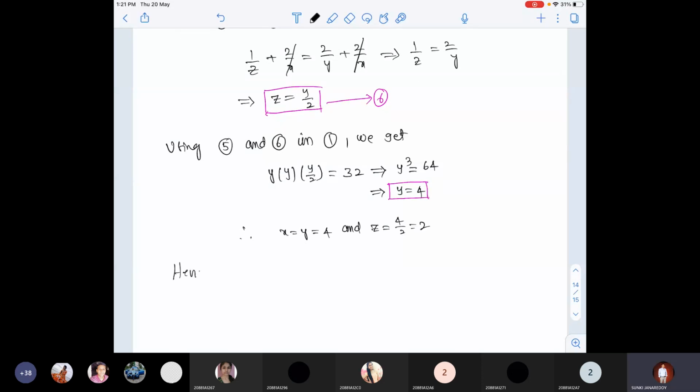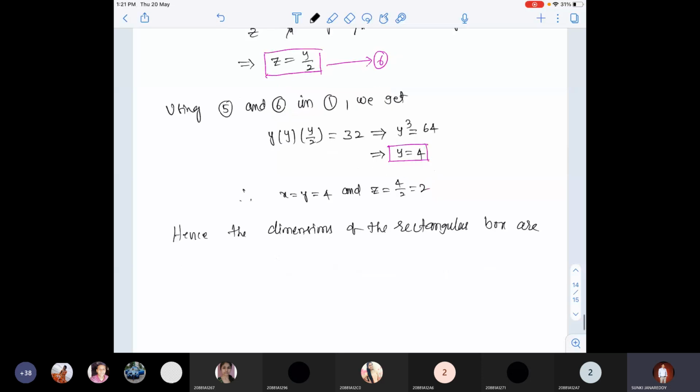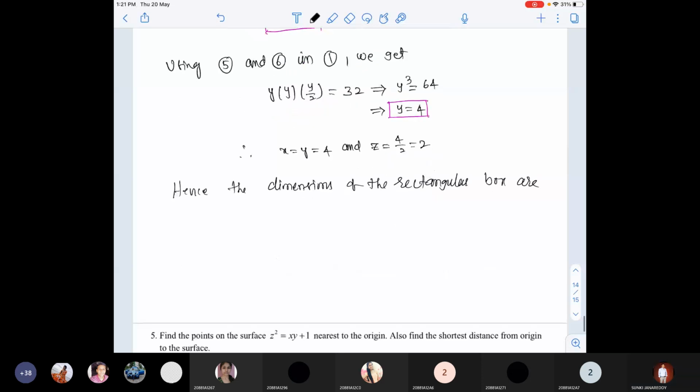Hence the dimensions of the rectangular box are, what are the dimensions of the rectangular box? Tell me, Nana. 4 feet, 4 feet, and 2 feet. It is the required solution at last.